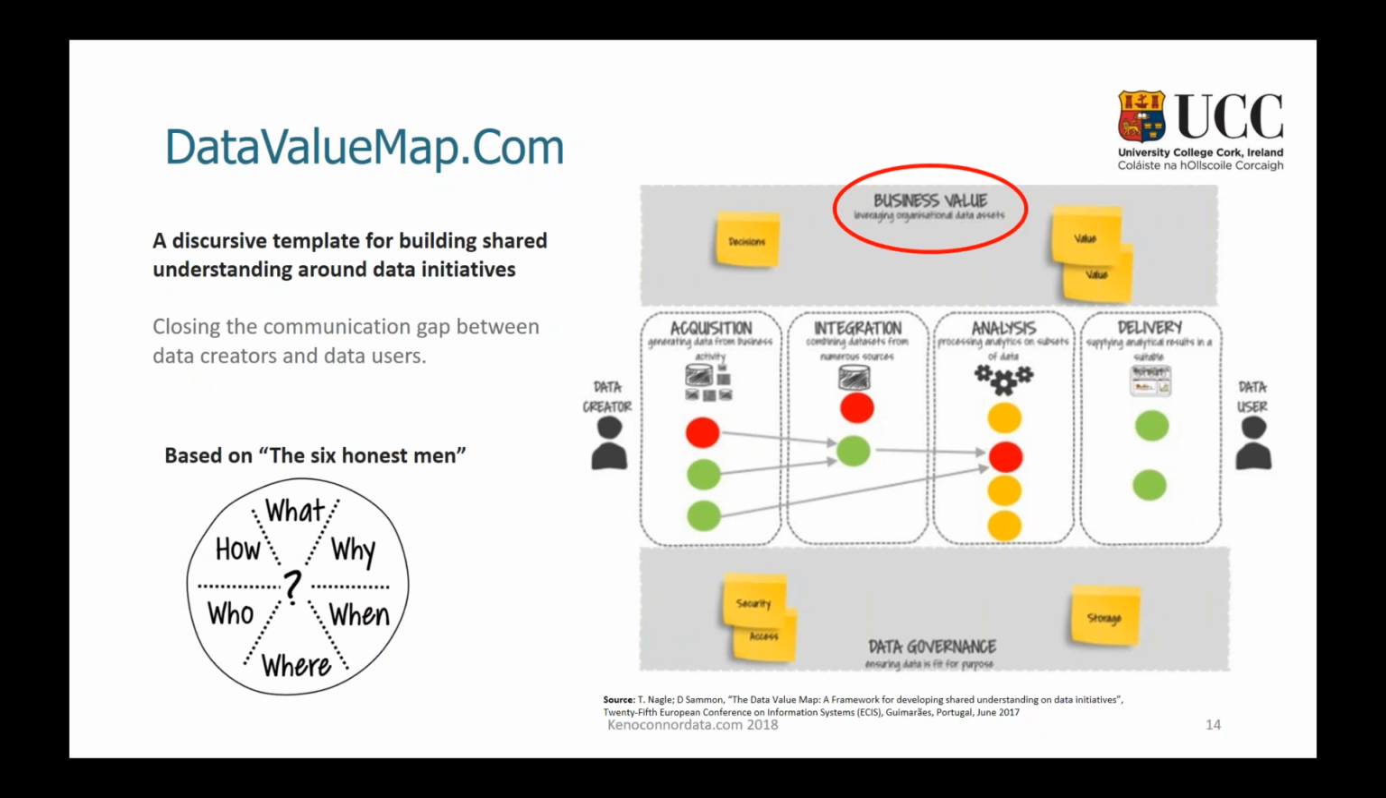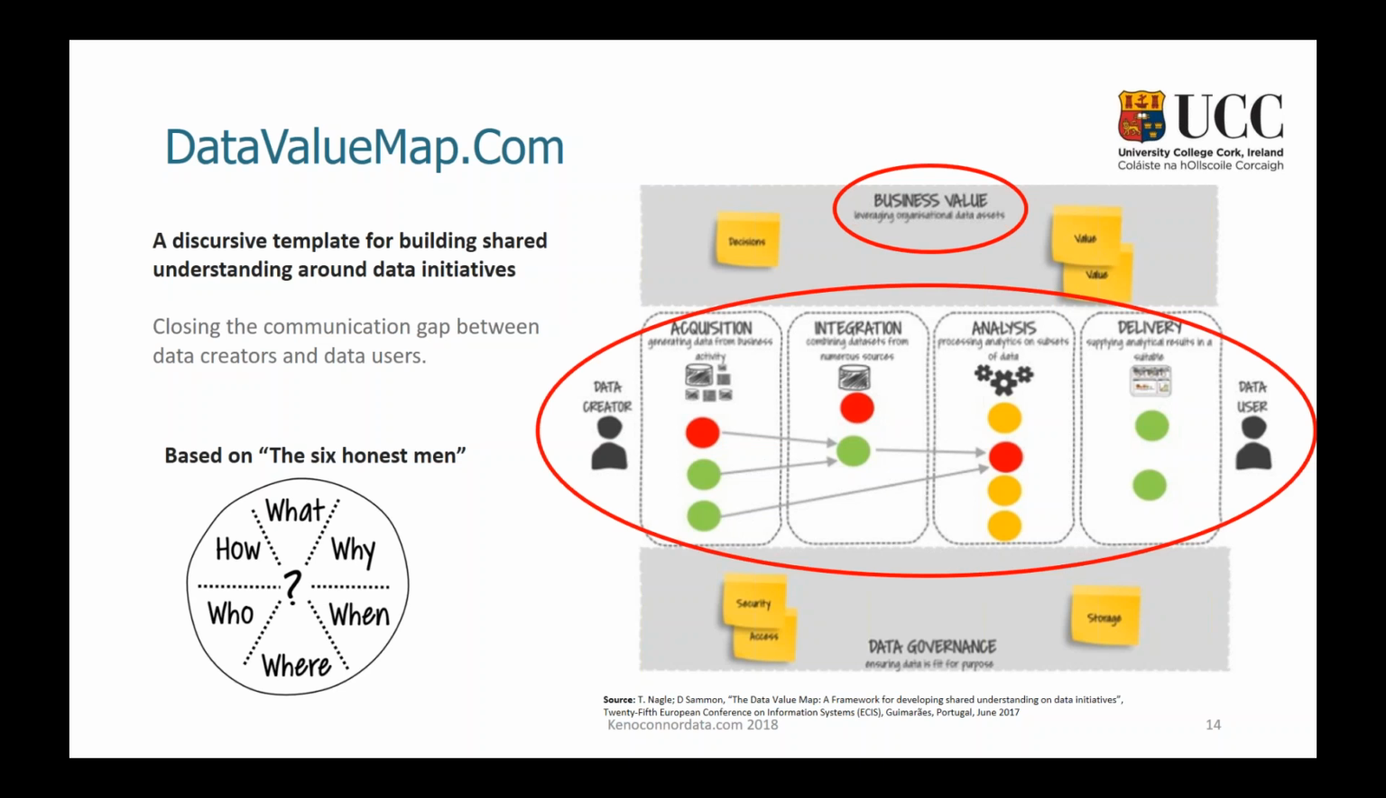It always focuses on business value first. There's no such thing as a data initiative. There are only business initiatives. There has to be a stakeholder, there has to be funding, there has to be executive support. It then looks at the actual information supply chain: how is data acquired, integrated, analyzed, delivered, who's doing what, applying the 6 questions to each of those sections in turn to link the creator to the user. And then, of course, all of that is supported by data governance, ensuring that data is fit for purpose and agreeing behaviors that will support that.